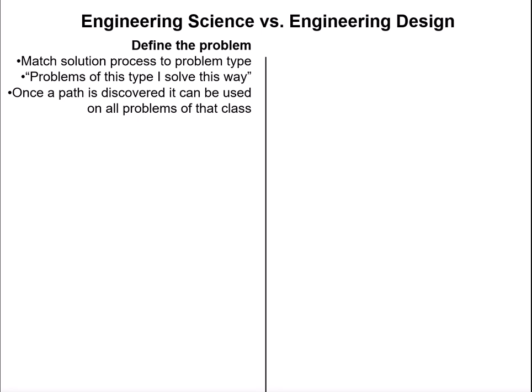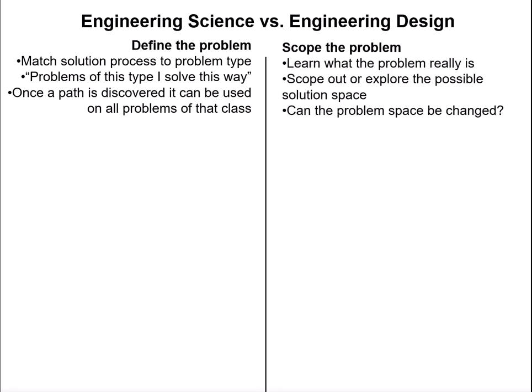Engineering science defines the problem. You match a solution process to a problem type. In other words, once I know what the type of problem is, I know how to solve it. Once I figured out how to do an LCR circuit or master Kirchhoff's law, then I can use it on all types of problems of that class.